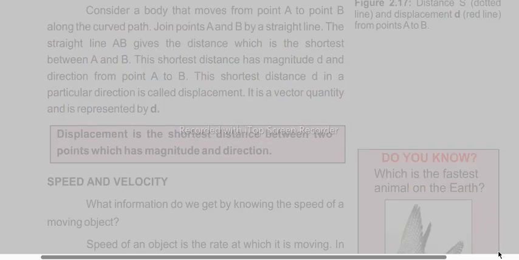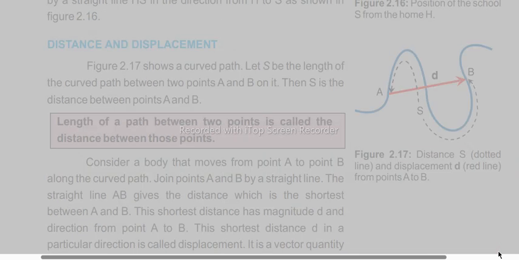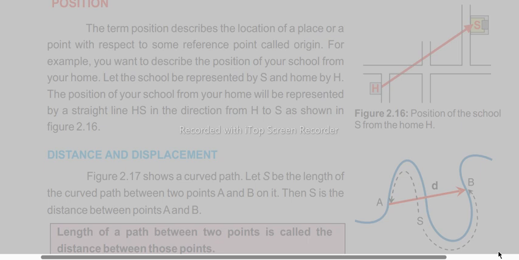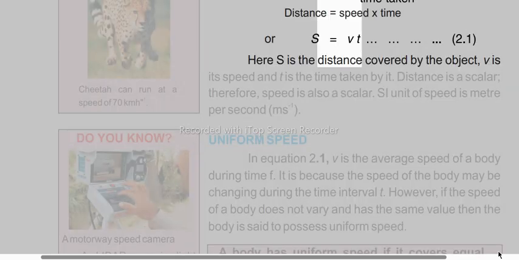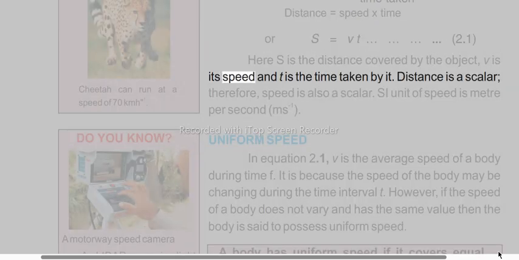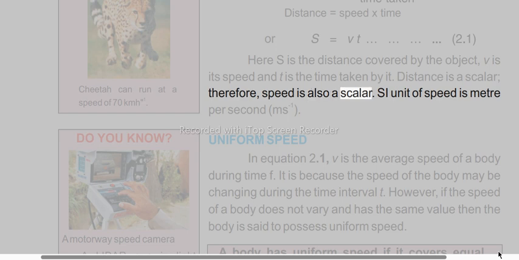Figure 2.17, distance S, dotted line, and displacement d, red line, from points A to B. Figure 2.16, position of the school S from the home H. Here S is the distance covered by the object, V is its speed, and t is the time taken by it. Distance is a scalar, therefore, speed is also a scalar. SI unit of speed is meter per second, m s^-1.